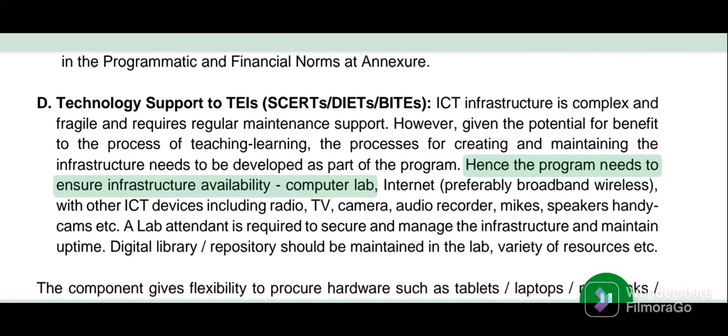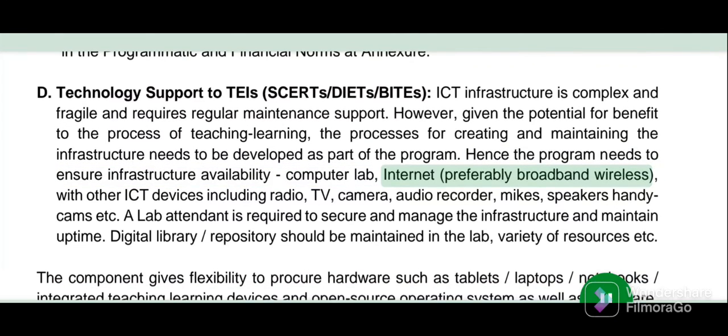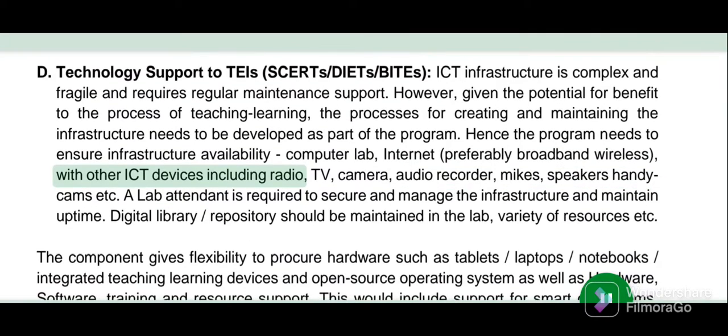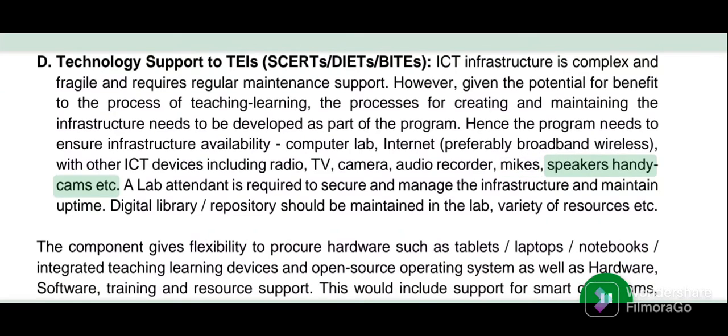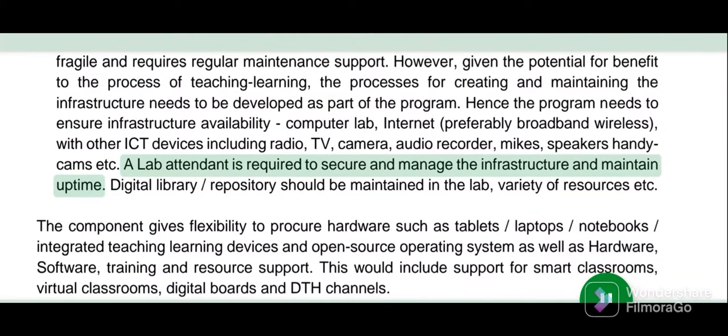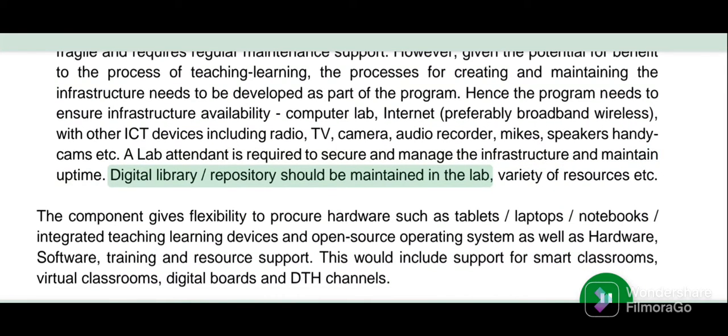Hence the program needs to ensure infrastructure availability: computer lab, internet preferably broadband wireless, with other ICT devices including radio, TV, camera, audio recorder, mics, speakers, handycams etc. A lab attendant is required to secure and manage the infrastructure and maintain uptime. A digital library repository should be maintained in the lab, with a variety of resources etc.